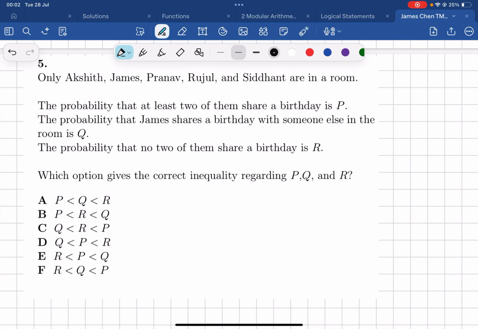Yes guys, we've got a logic question from James Chen's paper 2, TMUA. So we've got 5 people in a room. They've given us 3 statements about probabilities.